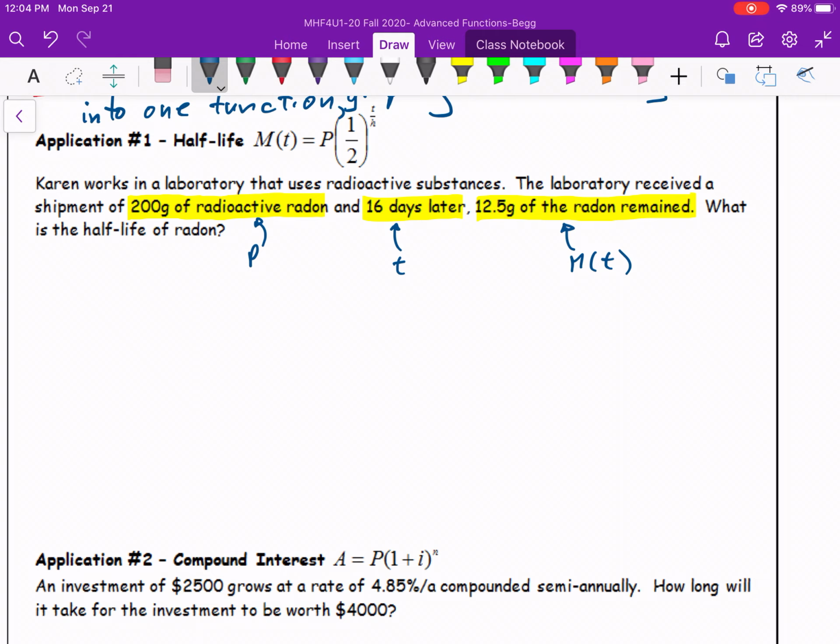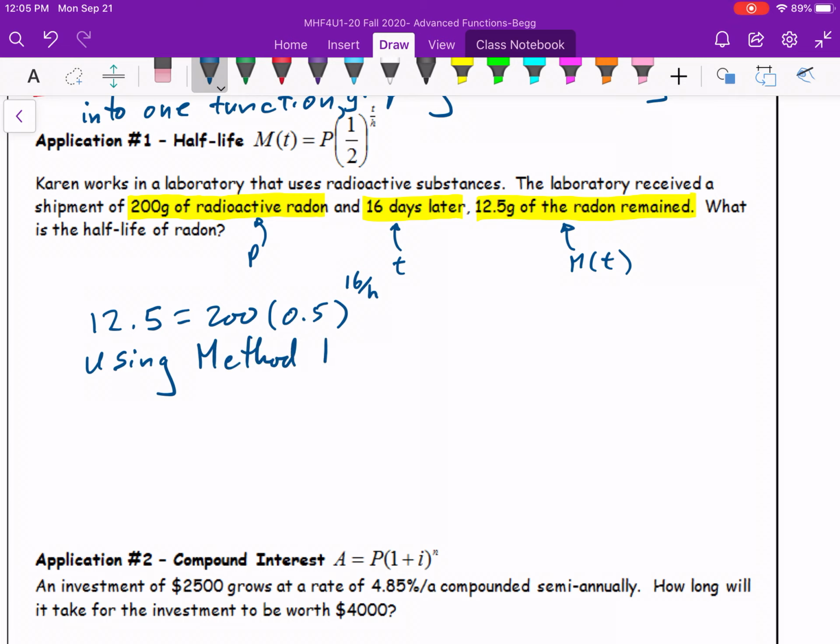So if we put things in their appropriate spots, we have 12.5 equals 200 times 0.5. I prefer to write fractions as decimals when we're working with exponential functions. It just seems easier for calculating to me. 16 over h. H stands for half-life in this case. We want to solve it for h. So we can use method 1 or method 2. Let's just use method 1, because why not, and see what we get.